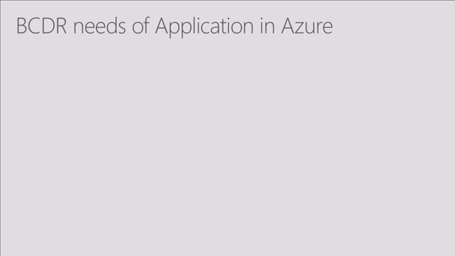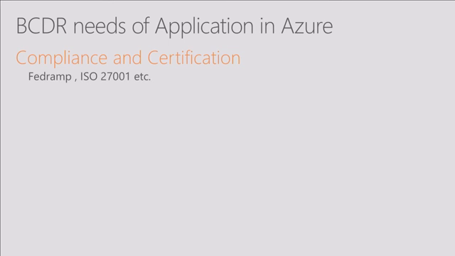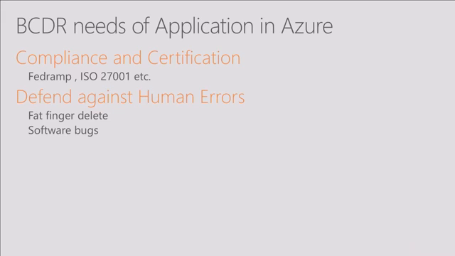So primarily, BCDR for an application is driven through compliance and certification. It's driven by certifications like FedRAMP, ISO, HIPAA, which require us to have a backup and DR, a business continuity process in place. That's the primary reason why we need to think about having a DR or a backup strategy for our applications. Second thing, even if you are using a hyperscale platform, your human errors are not going to go away. Yes, we can be as careful as we can, but we will have our fat finger deletes, we will have our software bugs, and we need protection against that.